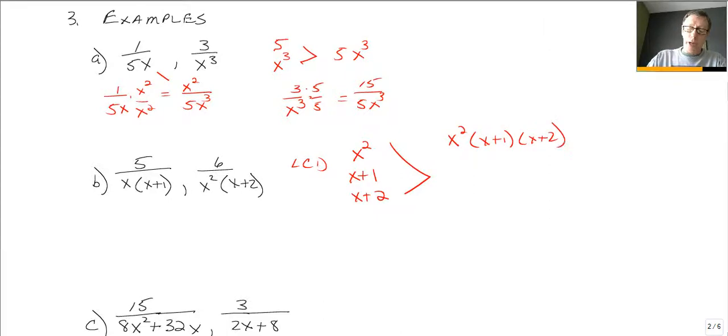So let's go ahead and change these terms into equivalent fractions. So I have 5 over x times x plus 1, and it's going to have to become a new equivalent fraction with the denominator of x squared times x plus 1 times x plus 2.